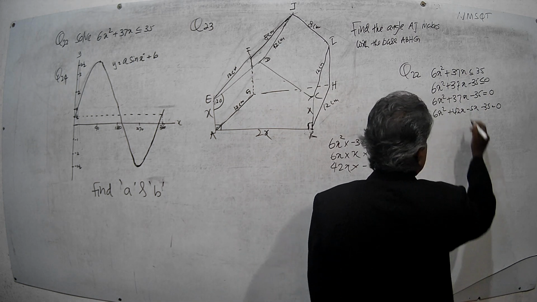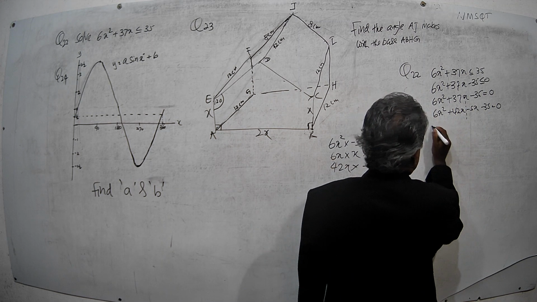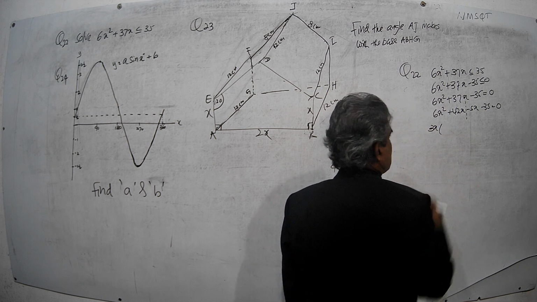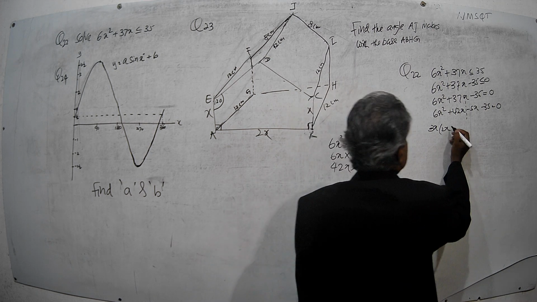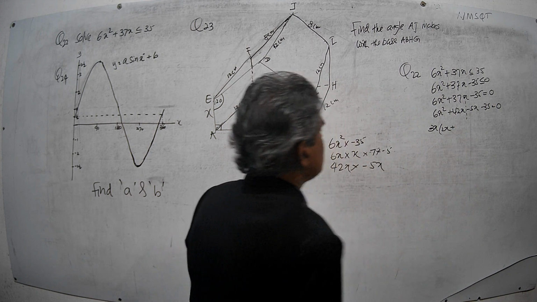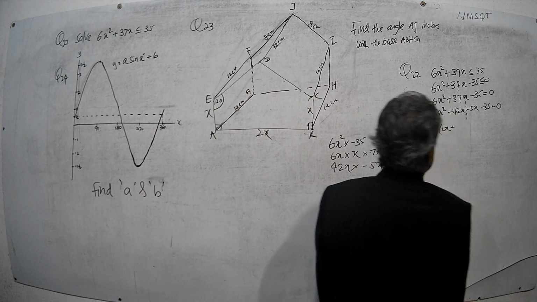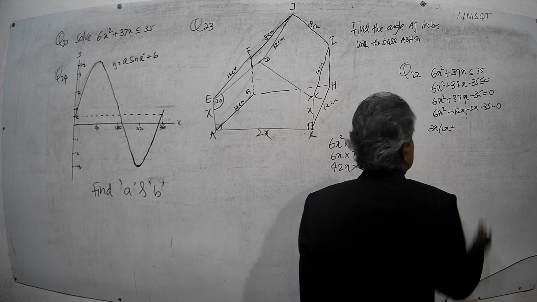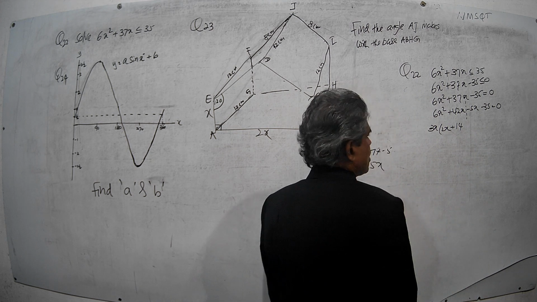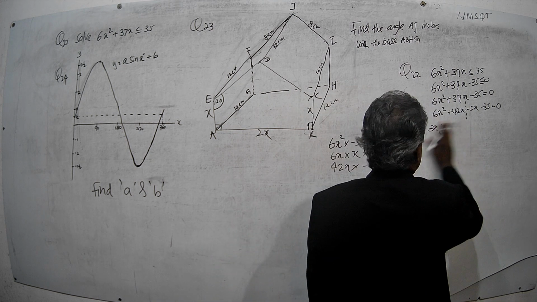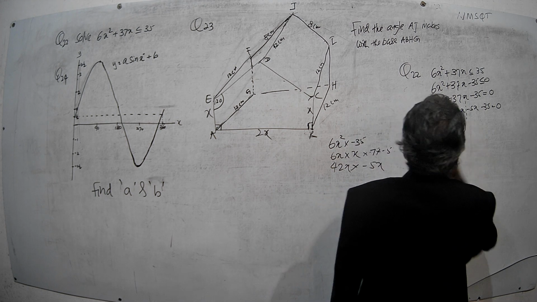Then you pair them like this and factorize each pair separately. 3x is common. What is here? 2x. Then 3x here. 42 divided by 3 means 14. So, sorry, 6x is common. 6x is common, then here x, here it is 7.